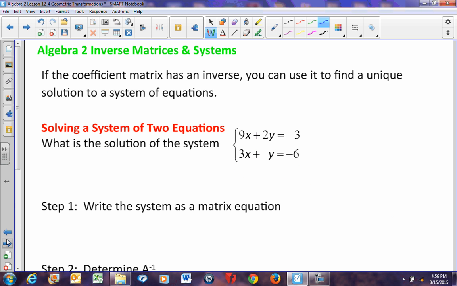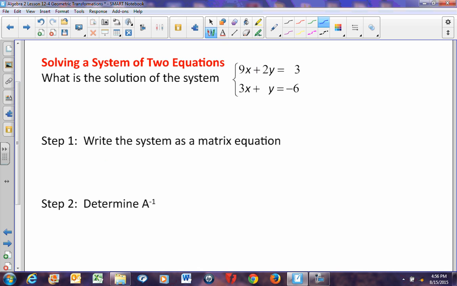Now, if a coefficient matrix has an inverse, you can use it to find a unique solution to a system of equations. Remember, when we tried the other one, it had no inverse, therefore there was no unique solution. Okay, so solving a system with two equations, what is the solution to this system? First thing we're going to do is write it as a matrix equation.